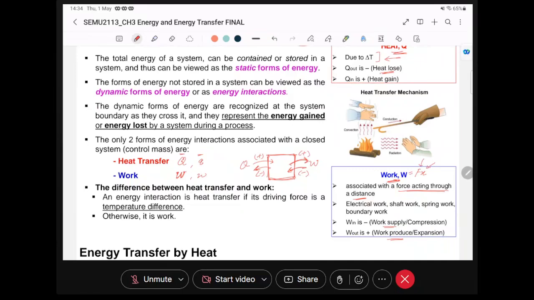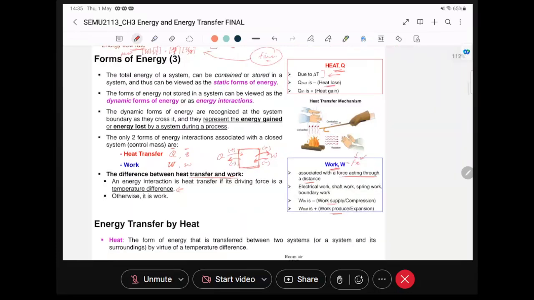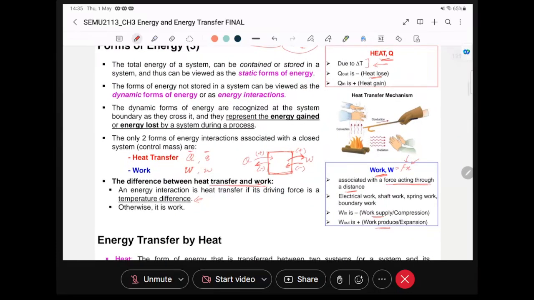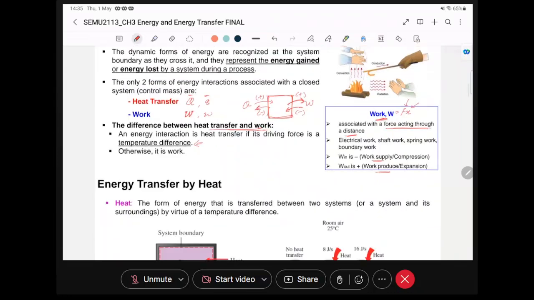So really, heat is always being transferred, and work is also being transferred, even though we hardly call it work transfer. The difference between heat and work is whether there is a temperature difference involved. If there is, then it's heat. If not, then it's work, as long as there are energy changes in the system. That's how we draw the differences between them.